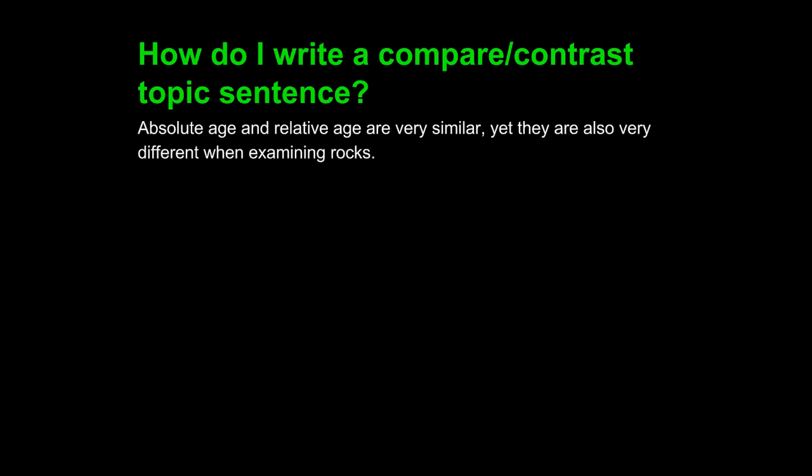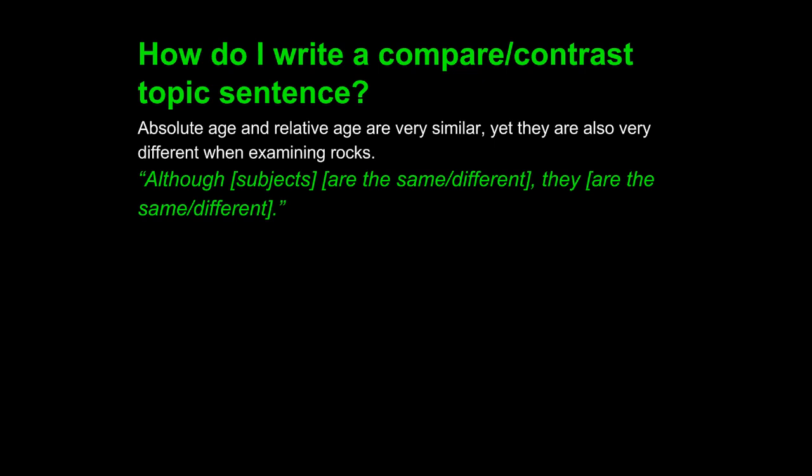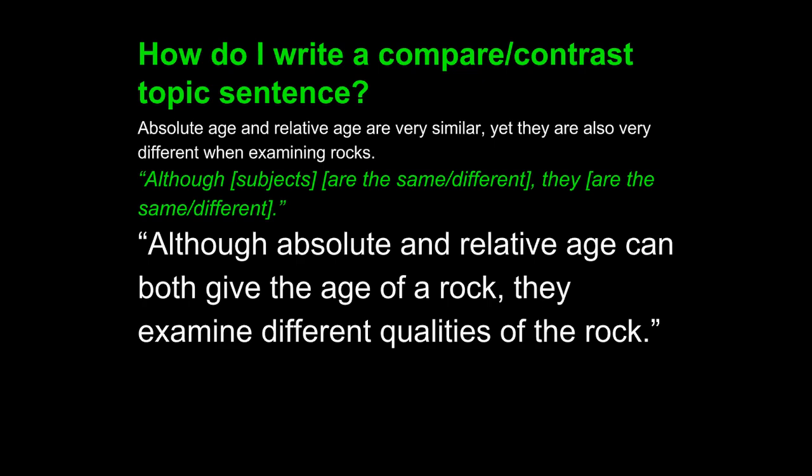Let's look back. How do I write a compare-contrast topic sentence? "Absolute age and relative age are very similar, yet they are also very different when examining rocks." This is the student example, and it is the student example that we wish to avoid. Remember, avoid "they are similar yet different." This says little. Apply the although formula. Once you apply the although formula, you can see this: Although absolute and relative age can both give the age of a rock, they examine different qualities of the rock. This clearly states the compare and contrast difference.